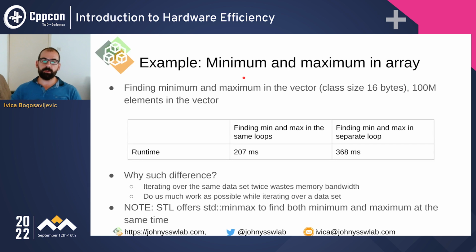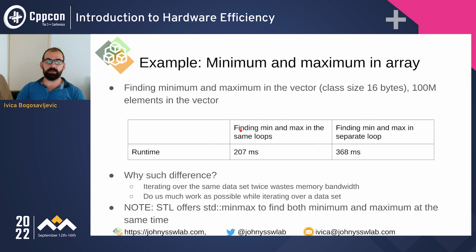We want to find the minimum and maximum in a vector with class size 16 bytes, and the vector is 100 million elements. If we are looking for minimum and maximum in the same loop, it takes 207 milliseconds. But if you have one loop for finding the minimum and another loop for finding the maximum, it takes 368 milliseconds. Now you might ask yourselves, where does this difference come from? The problem is that in the second case, the whole vector needs to be brought from the memory to the CPU 2 times. And in the first case, it has to be brought only once.